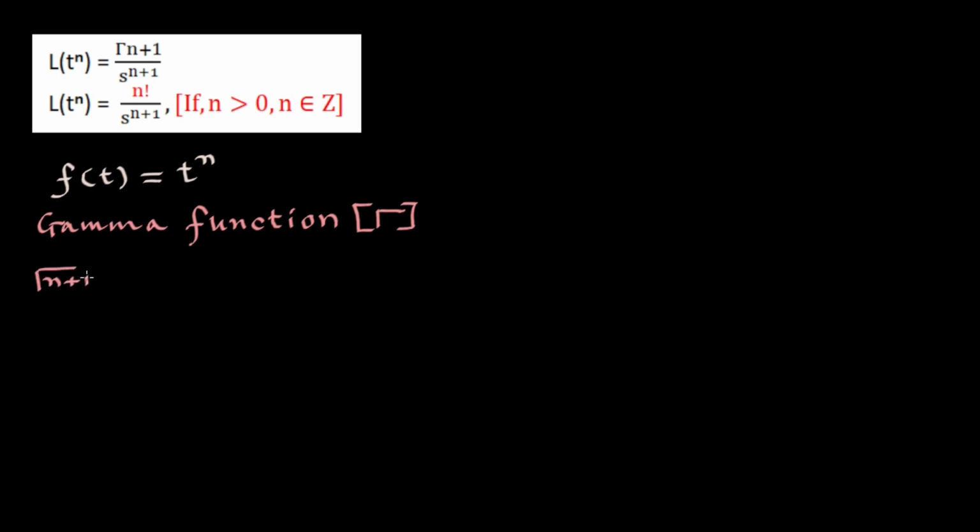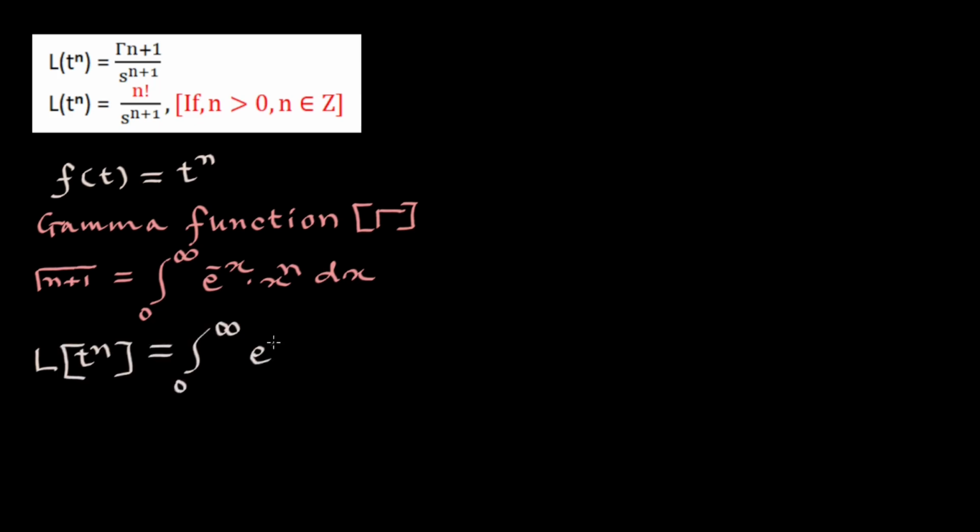Consider f(t) equals t raised to n. Before we proceed with finding Laplace transform of t raised to n, let us recall gamma function denoted by capital gamma. We have gamma of n plus 1 equals integral from 0 to infinity of e raised to minus x into x raised to n dx. Now let us get back to finding Laplace transform of t raised to n. So Laplace transform of t raised to n will be integral from 0 to infinity e raised to minus st into t raised to n dt.